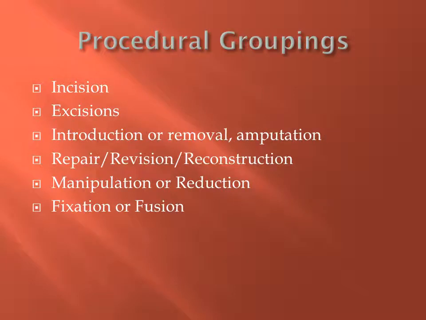Procedural groupings. Incision and drainage: these are procedures that puncture the skin or make an incision, but do not close the skin at the end of the procedure, allowing for drainage. Excisions: full thickness removal of a lesion and surrounding tissue. When choosing the correct code, it will depend on the size, location, and whether the lesion was benign or malignant. Code each lesion that is removed separately.